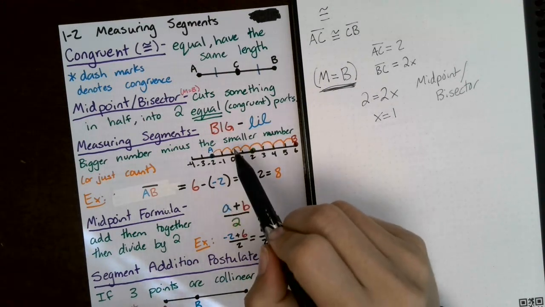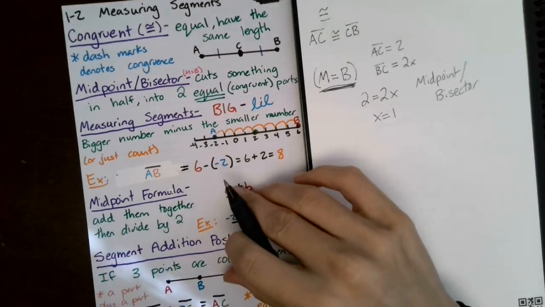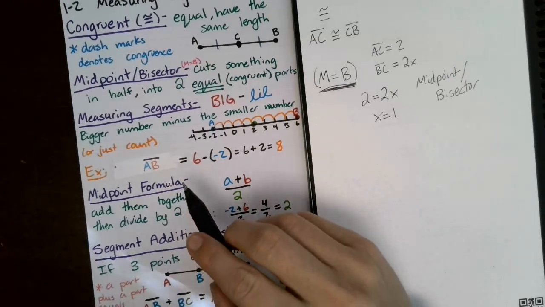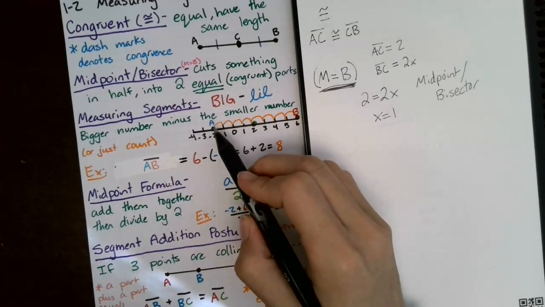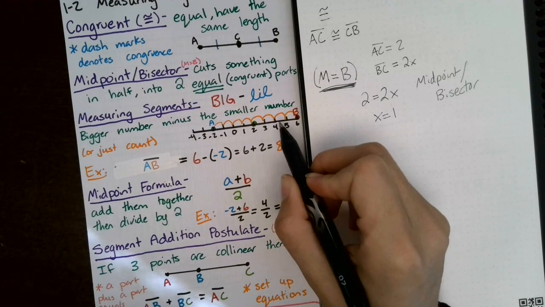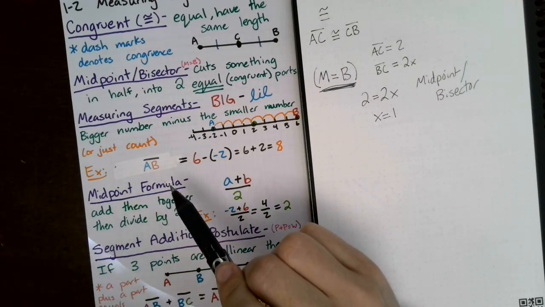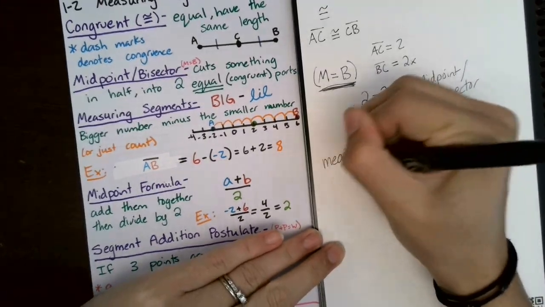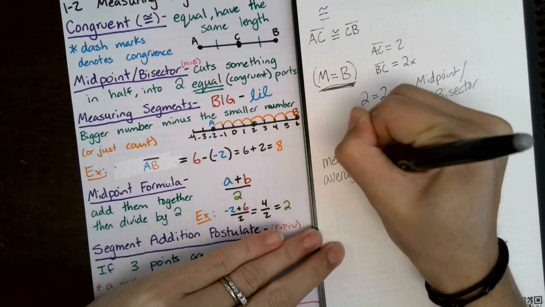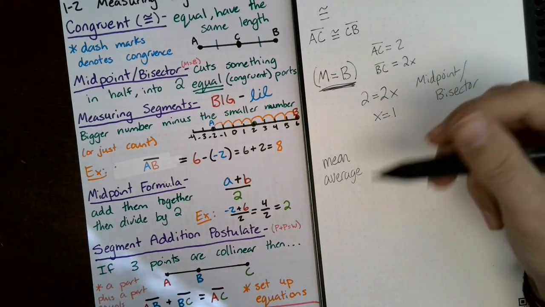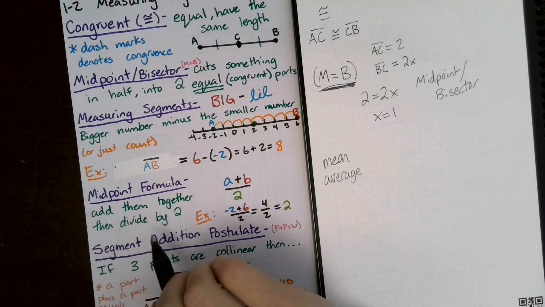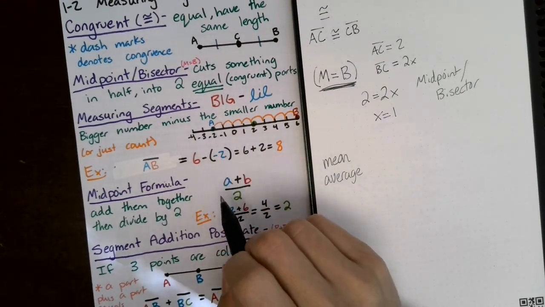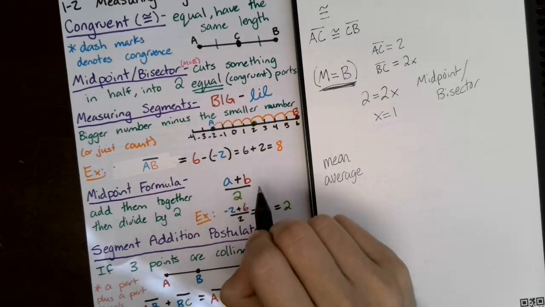So there are two different ways we can measure segments. Now I want to talk about the midpoint formula. This is when we have 2 points, such as A is at -2 and B is at 6. We can use the midpoint formula, and this is just the same as the mean or the average of these two numbers. All we do is add them together and then divide by 2. So in this case, I have 6 and -2. Now, it does not matter which one goes first.